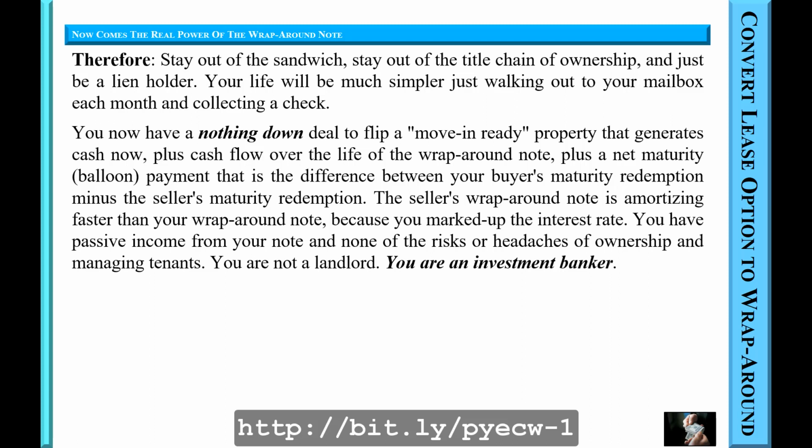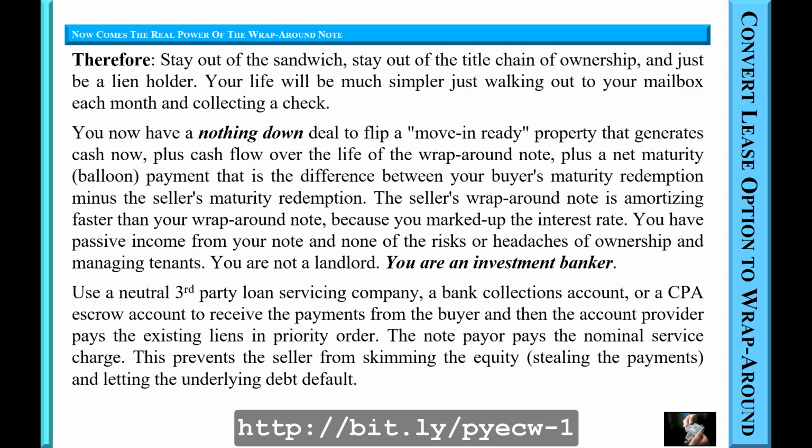You now have a nothing down deal to flip a move-in ready property that generates cash now, plus cash flow over the life of the wraparound note, plus a net maturity that is balloon payment, that is the difference between your buyer's maturity redemption minus the seller's maturity redemption. The seller's wraparound note is amortizing faster than your wraparound note because you marked up the interest rate. You have passive income from your note and none of the risks or headaches of ownership and managing tenants. You are not a landlord. You are an investment banker.